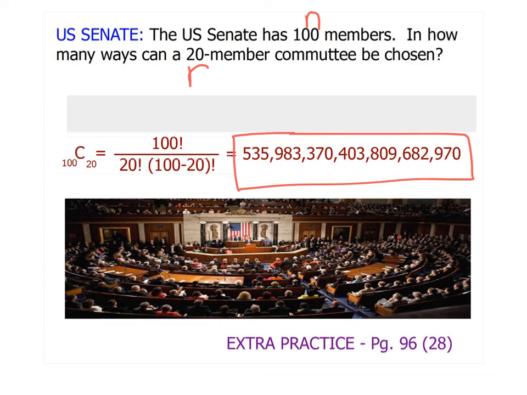Okay, hopefully you can tell the difference between permutations and combinations. And then again, as long as you remember where to find the buttons on your calculator, it shouldn't be that big of a deal. Okay, we'll do the extra practice in class, so be ready to do that.